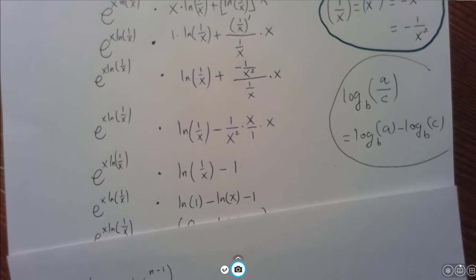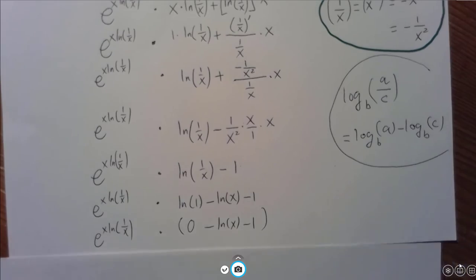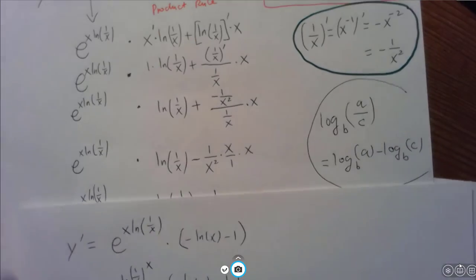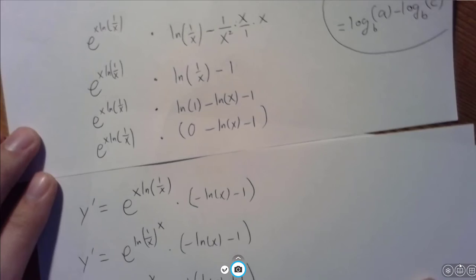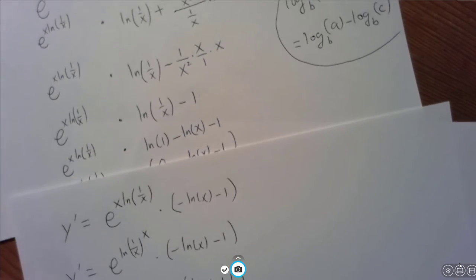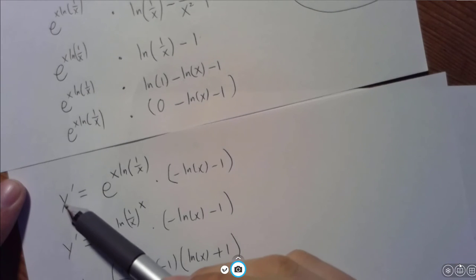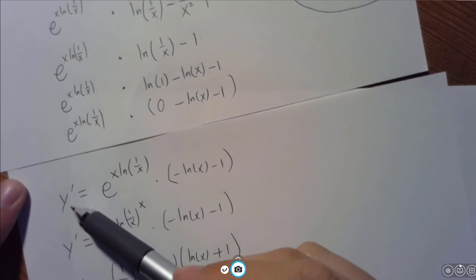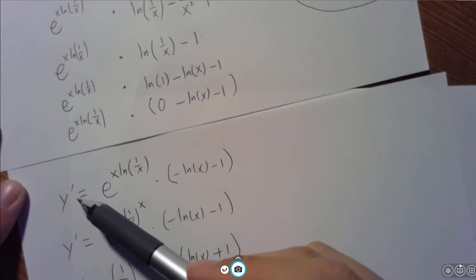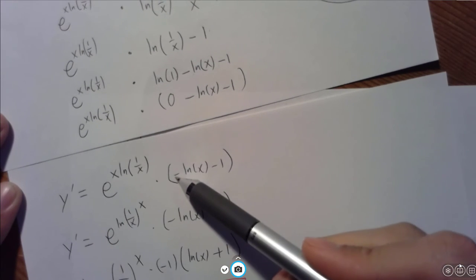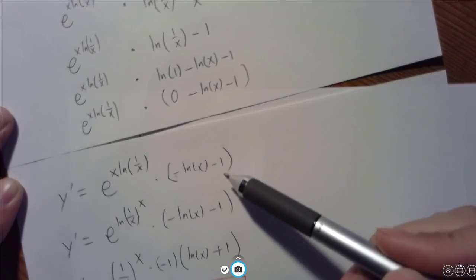And then from here, we finish the problems. So we continue with it here. We finish the problems with further simplification. We can see that, again, this is the derivative function, so I just write y prime. So we carried out the first term, and the second term is minus ln of x minus 1.